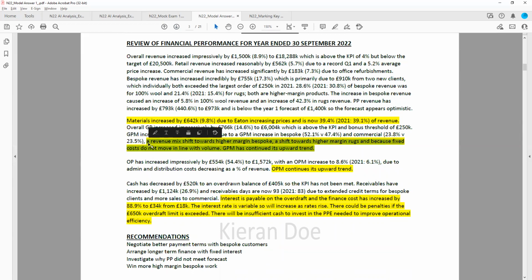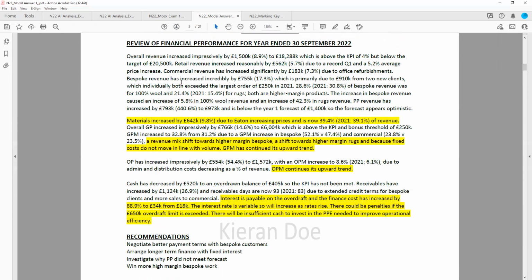There's an opportunity here: focus more on bespoke work, then the margin will continue to increase. Cash is decreasing, and this could have significant implications for the business. Interest payable, finance costs, could be penalties. It might prevent investment in PPE. So these are areas that the directors who are driving the strategy of the business need to be aware of. So you can see it's conclusions plus some additional points.